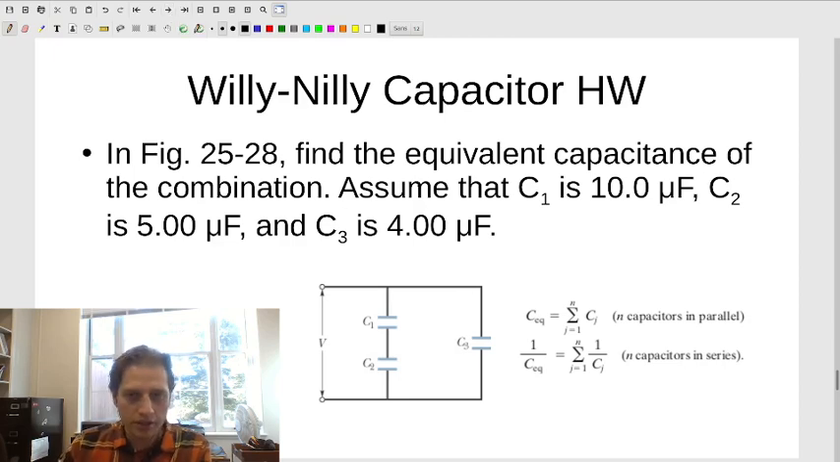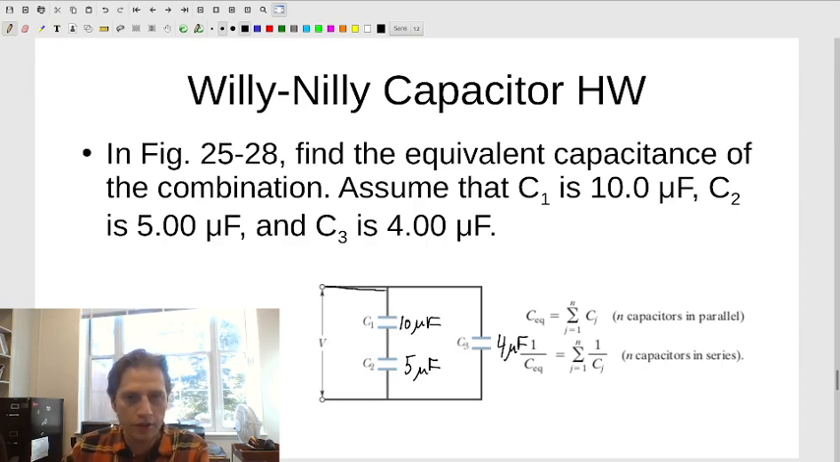So here is a simpler example. This is a homework problem that I gave you. It says find the equivalent capacitance of this combo. So we're going to treat this whole thing as a single capacitor. It says assume that C1 is 10 microfarads, C2 is 5 microfarads, and C3 is 4 microfarads. Okay, so what would you need to do?